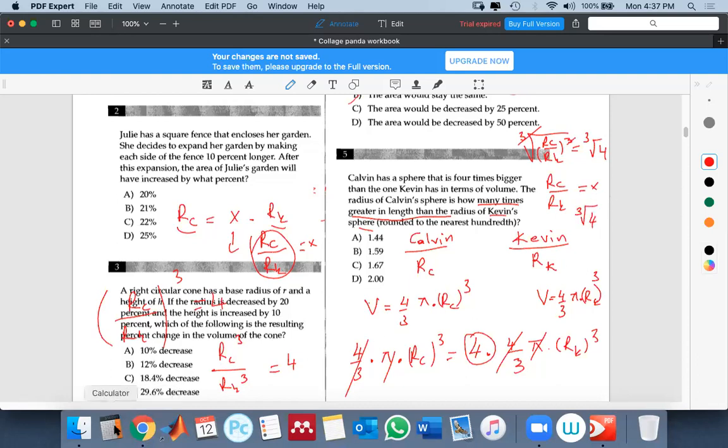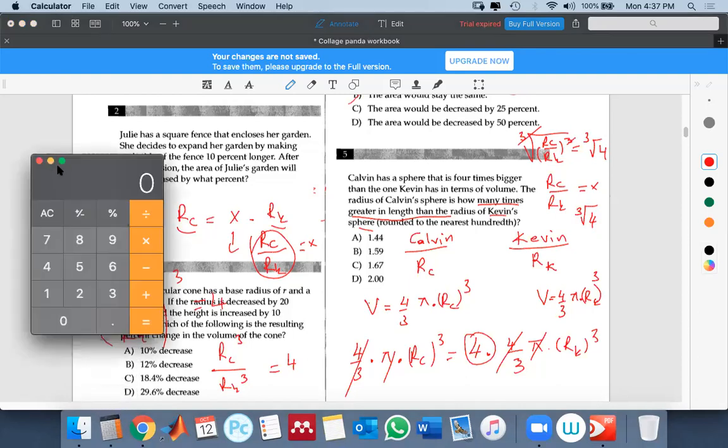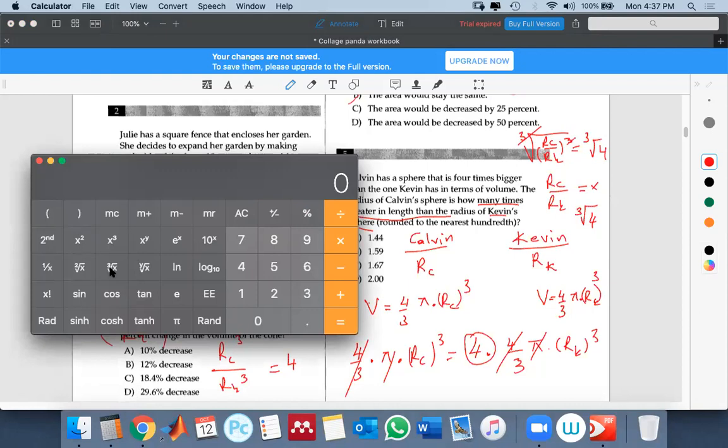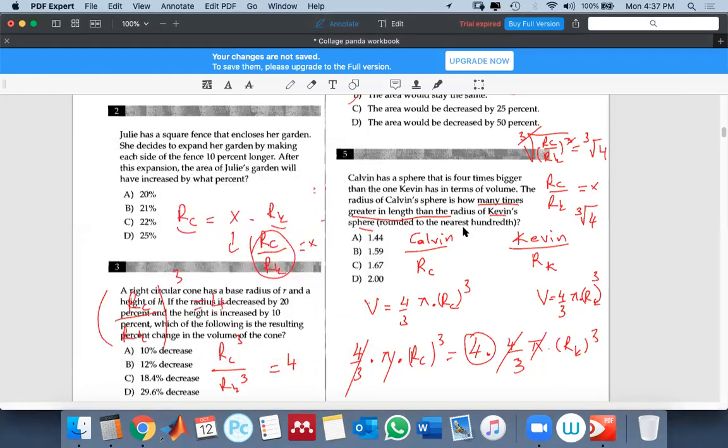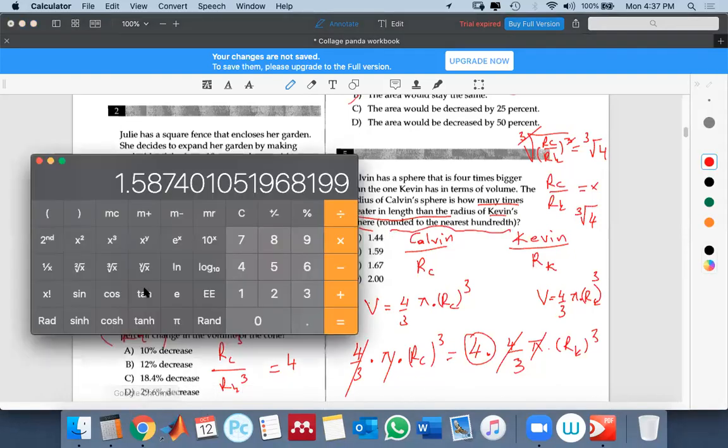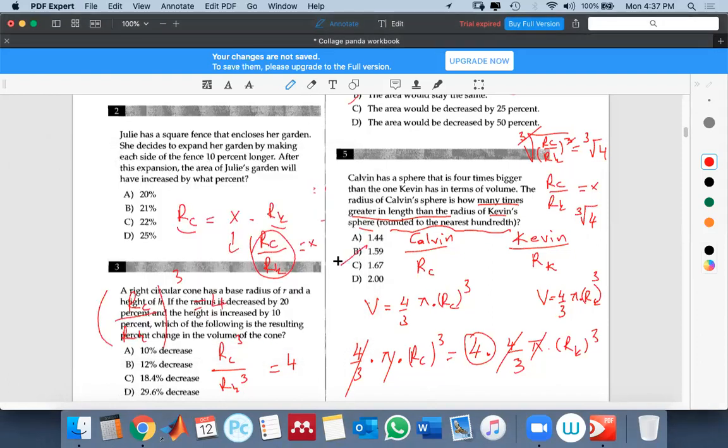Here we have to use a calculator. What is the cube root of 4? Cube root of 4 is 1.587. Since it says round to the nearest hundredth, the calculator result is 1.587, and the second digit is the hundredths place. How can I round it? 7 is greater than 5, so it will be 9. So the result is 1.59, which is part B.